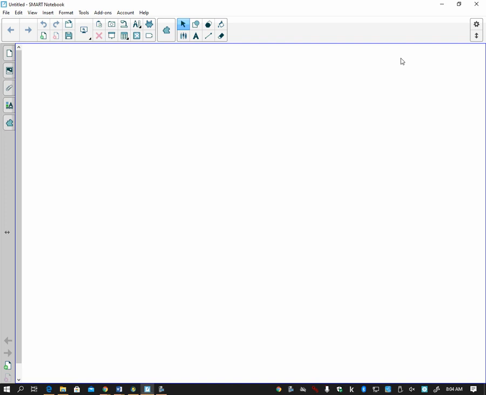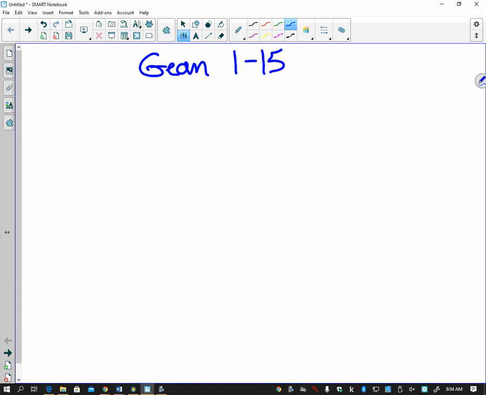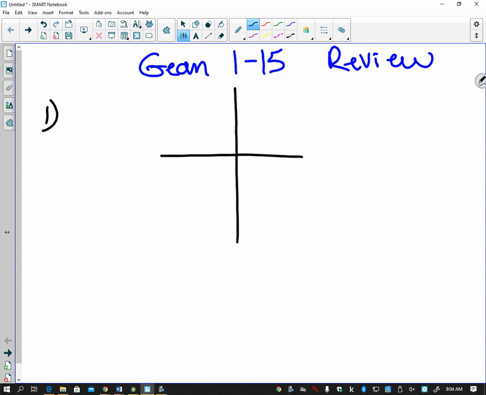Today we're going to be looking at our geometry 1 through 15 test review. Okay, and the first question that you're going to get, it's going to give you a graph, and it's going to show you the endpoint.